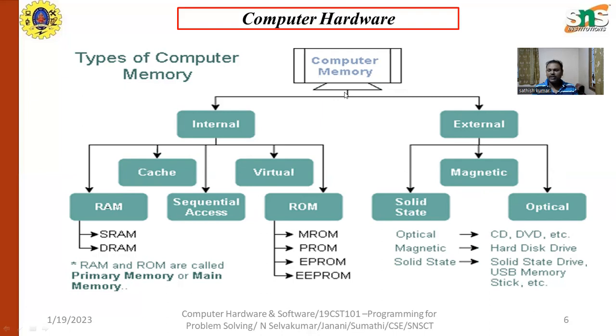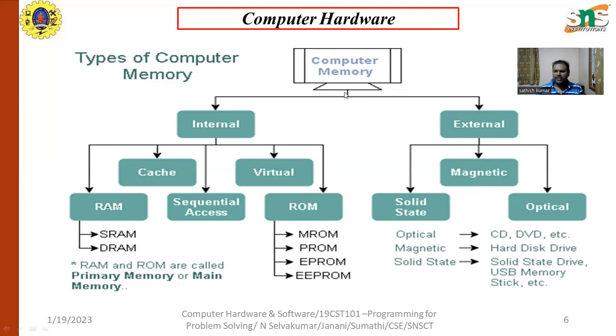RAM is used for storing the memory. Next one is cache memory, a small memory allocated for the cache. Next one is virtual memory, and another one is ROM. ROM consists of MROM, PROM, EPROM and EEPROM. Sequential access is also a main source of internal memory.